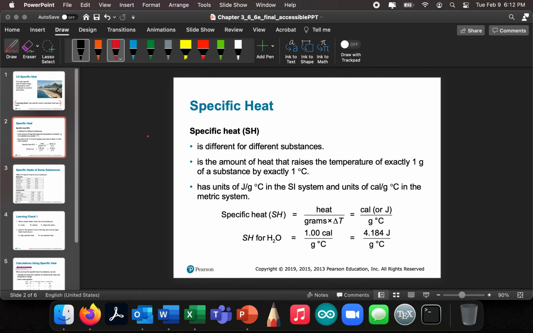So we use both of those. In a formula, we might look at specific heat like this: specific heat is the heat divided by the grams times the change in temperature. Okay? So the specific heat for water, for example, is 1.00 calories per gram degree centigrade. That means it takes 1 calorie to raise the temperature of 1 gram of water by 1 degree centigrade. That's the specific heat of water. Now, since there's 4.184 joules in a calorie, you can see that those two would also be true.